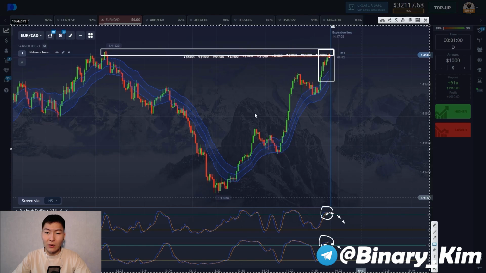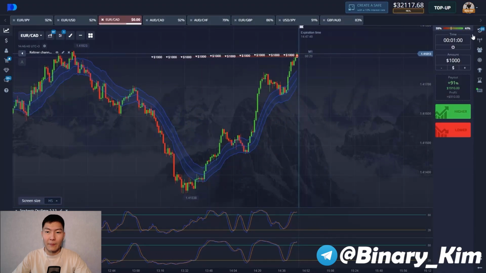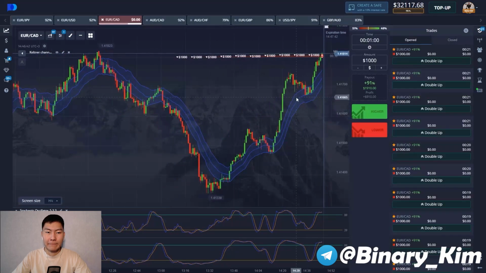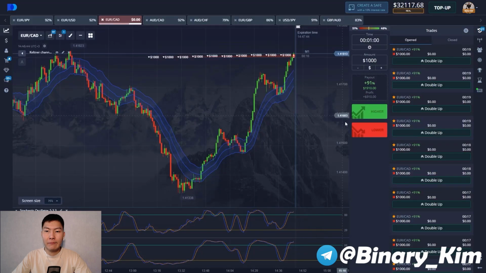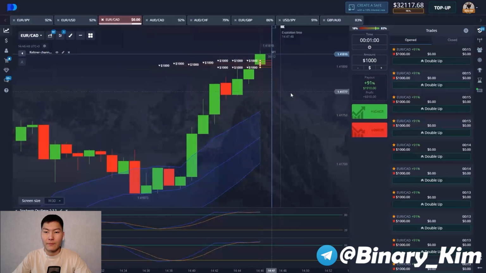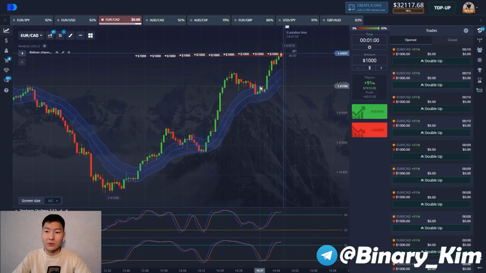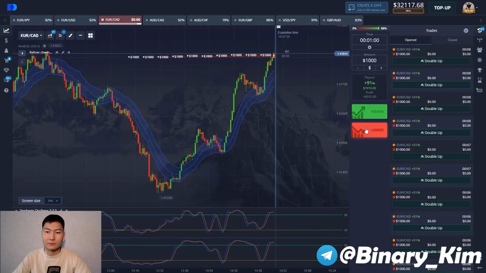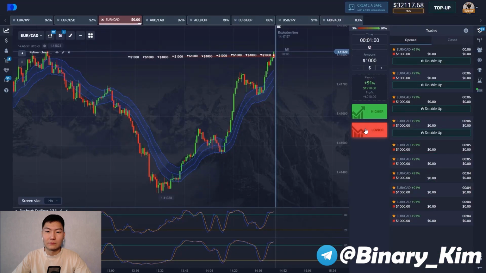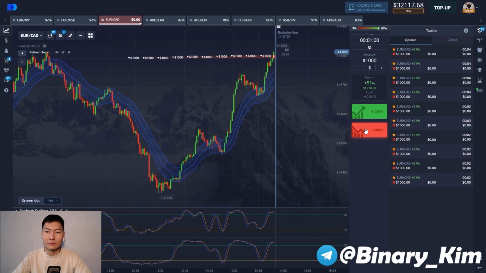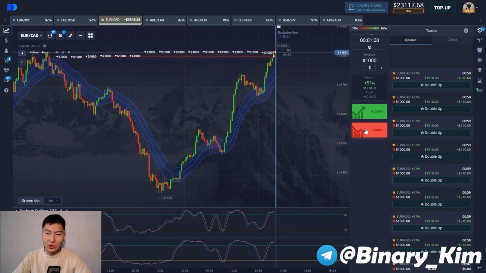Also the touch of our resistance zone is happening here. That's why the price is very likely to reverse. Let's watch the price movement. There are literally 10 seconds left before the closing. We have to open an additional short position, guys.